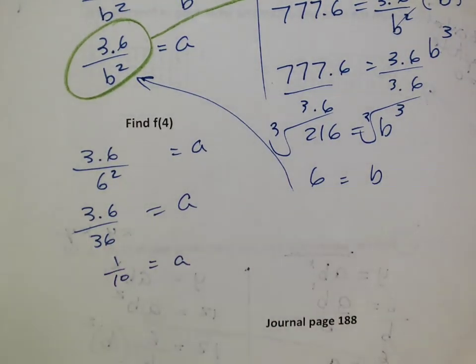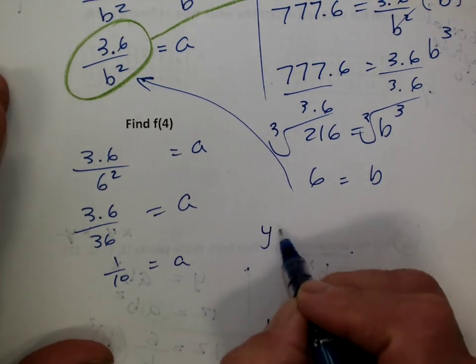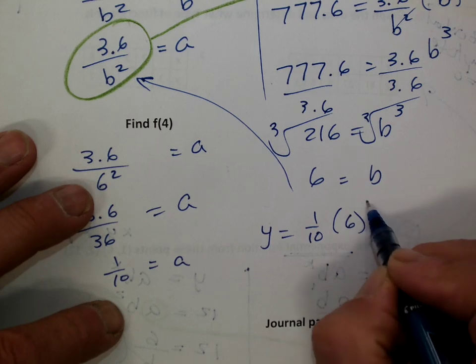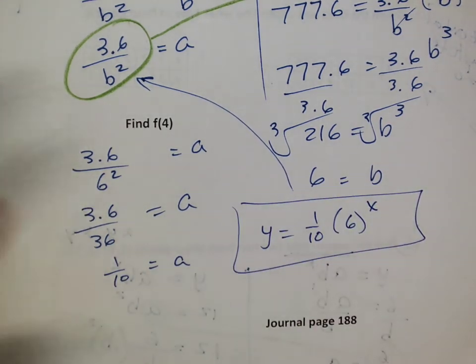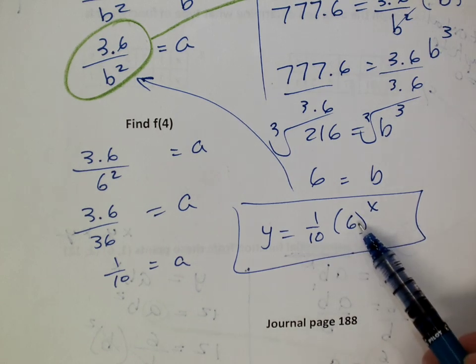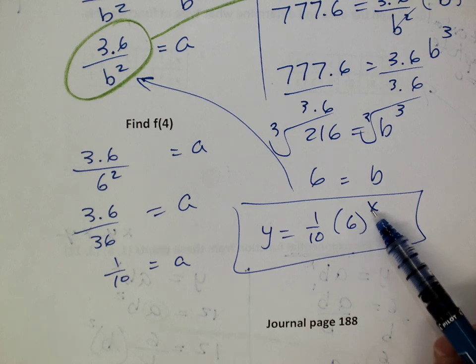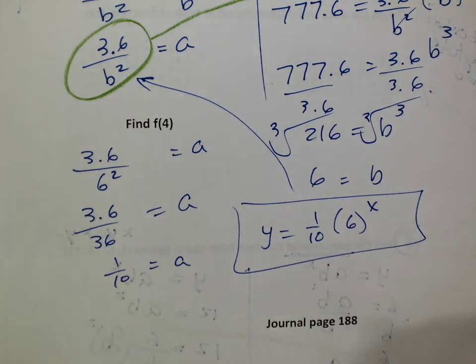Okay, now we're almost done. So here's my equation. Y equals 1/10 times 6 to the x. There's my equation, right? Don't multiply those. Don't multiply because you really have to take the exponent first, and you can't. So you're done. Now, how about f of 4?